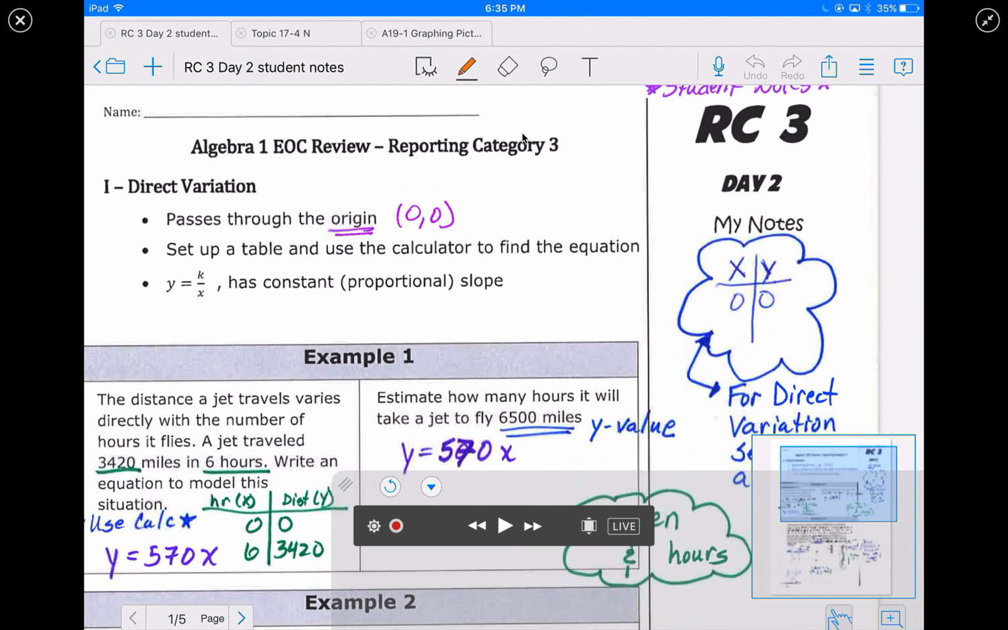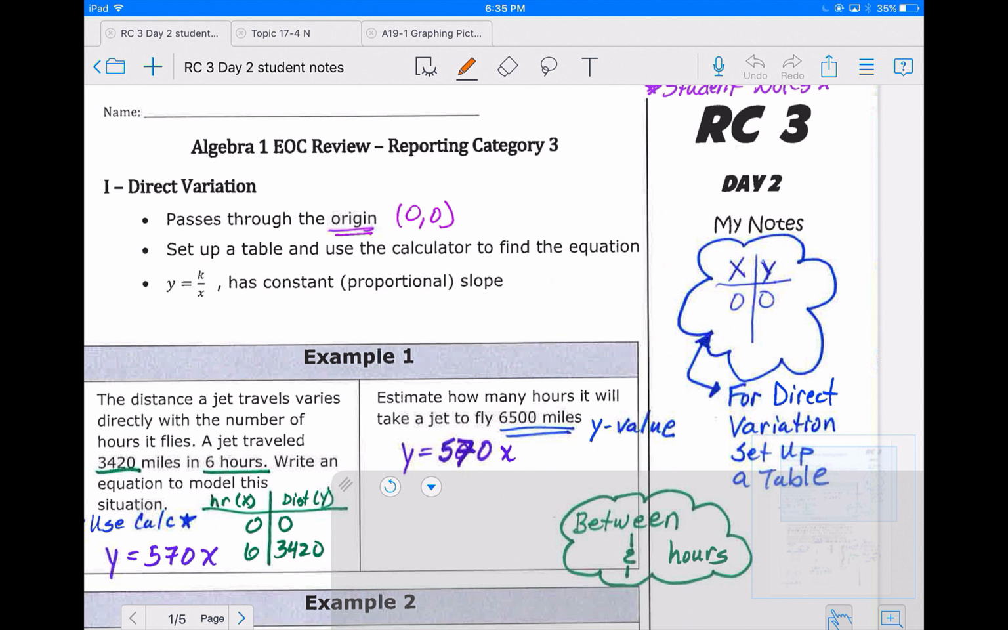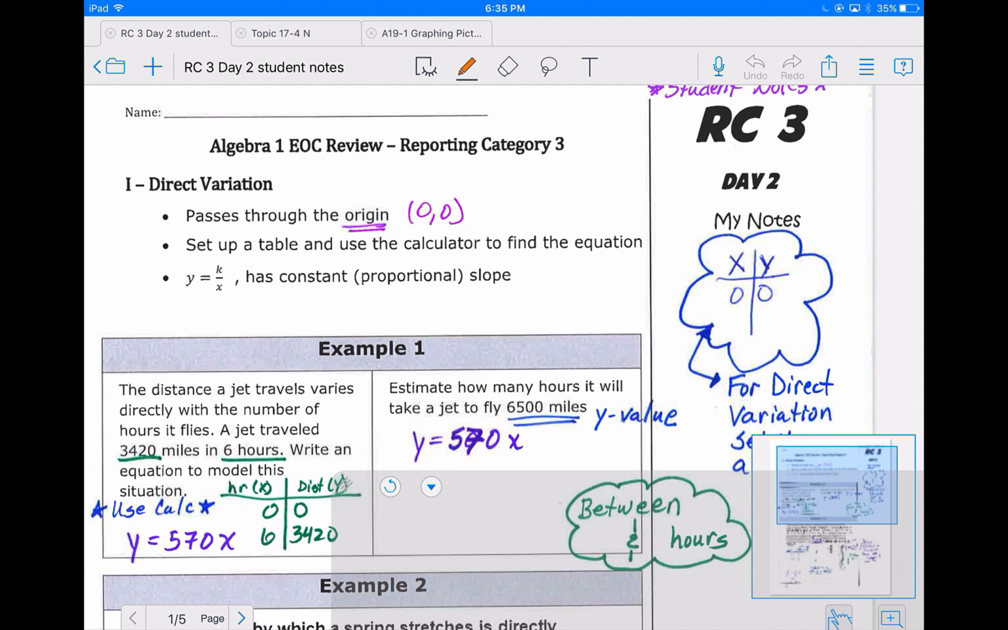This video covers reporting category 3, day 2. I believe this is 17-5 notes. So the first thing we're going to talk about is direct variation.